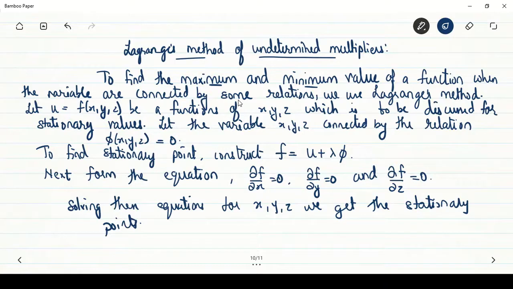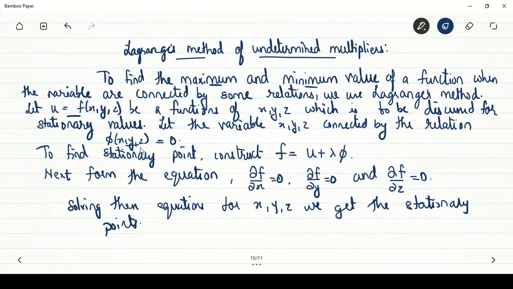Assume that u is a function of x, y and z, which is to be discussed for stationary points, meaning we have to find the stationary values of u. The variables x, y and z are connected by the relation phi of x, y, z equals 0. So the relation between x, y and z is given by phi.